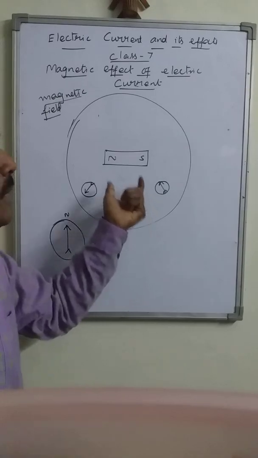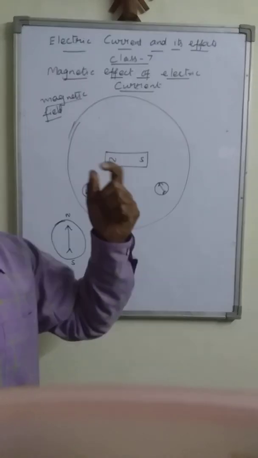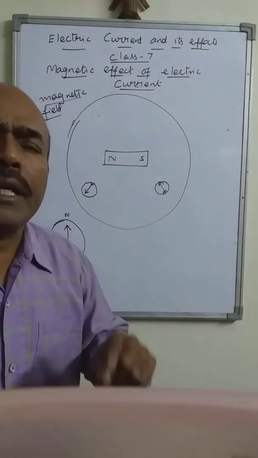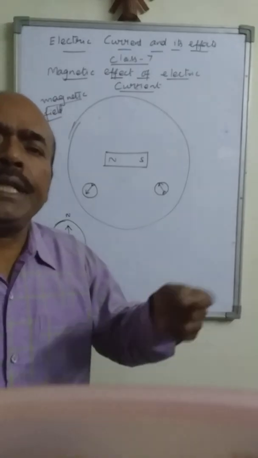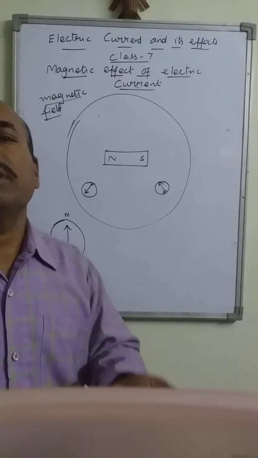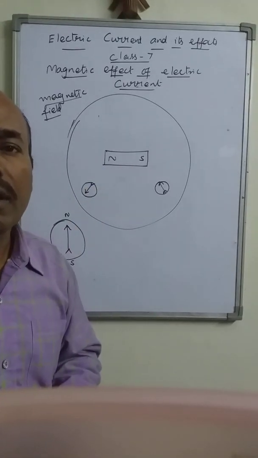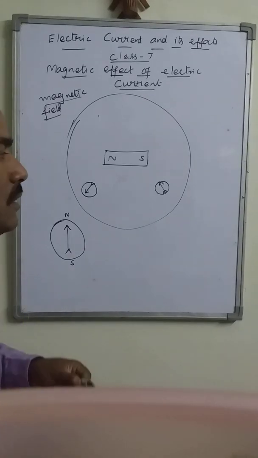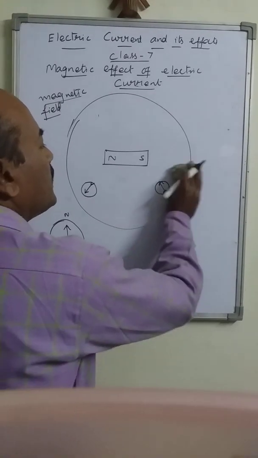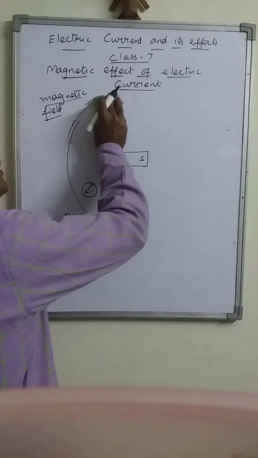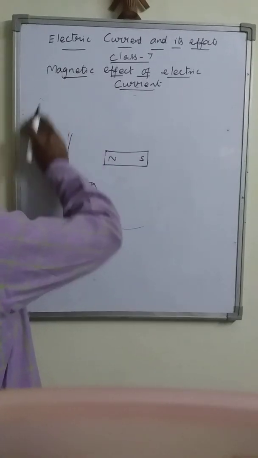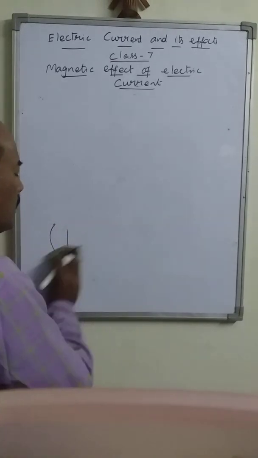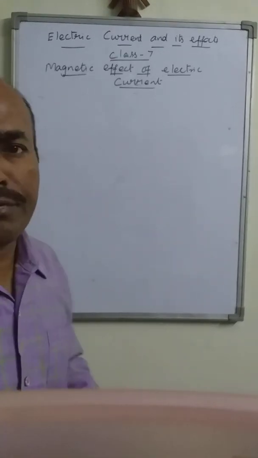Right? This is about the magnet and the magnetic field. Here we develop the magnetic field with the help of a bar magnet. But the same magnetic field can also be developed without the magnet, and that is the magnetic effect of electric current. This phenomenon made a revolution in science.